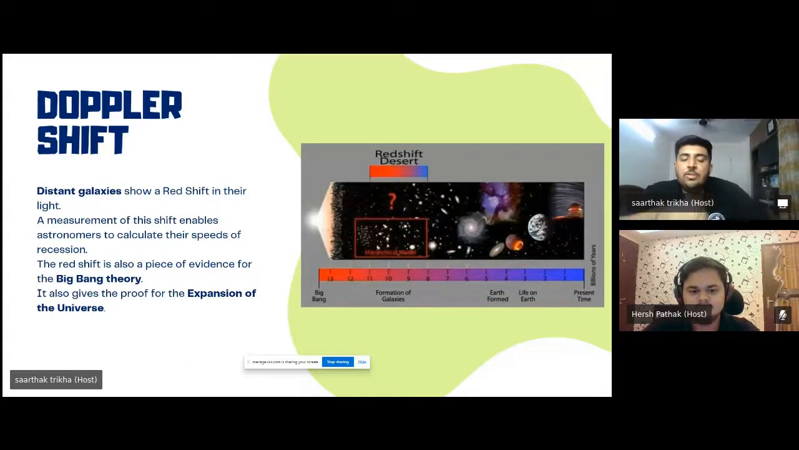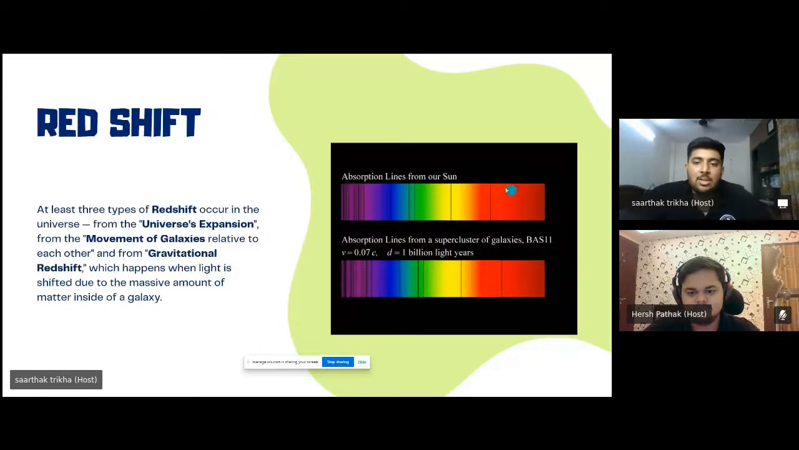So redshift was first experienced in galaxies, when we study the spectrum of the light from distant galaxies. As you can see, in these two spectrums, this is the absorption lines from the sun, and this is from a supercluster of galaxies, which is 1 billion light years away from here. As you can see, these lines are not coinciding. That means it has shifted a little bit towards the red side. From this, this was the first proof that the universe is expanding.